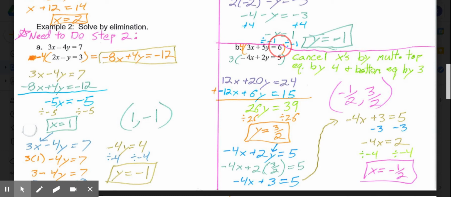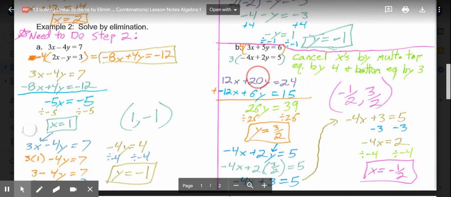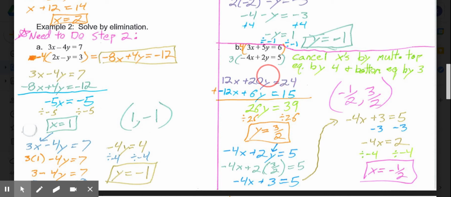So multiply everything on top by 4, and we end up with 12x plus 20y equals 24. In the bottom equation, multiply everything by 3, negative 12x plus 6y equals 15. So now the x's have opposite coefficients, so I can add together my two equations. 12x and negative 12x cancel, so I end up with 26y equals 39. Divide both sides by 26, and 39 over 26 simplifies to 3 halves, or 1.5.